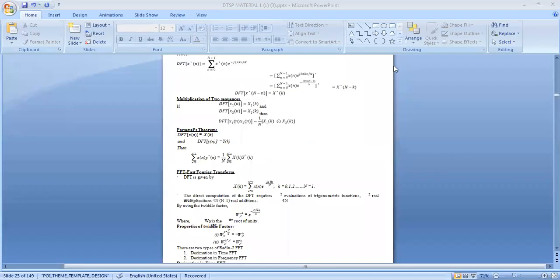Good morning. So far, we are seeing about the discrete Fourier transform and inverse discrete Fourier transform. When we are talking about the discrete Fourier transform computation, it requires more evaluation of trigonometric functions. At the same time, there are 4N squared evaluations of trigonometric functions and multiplications, and 4N(N minus 1) real additions will be required.